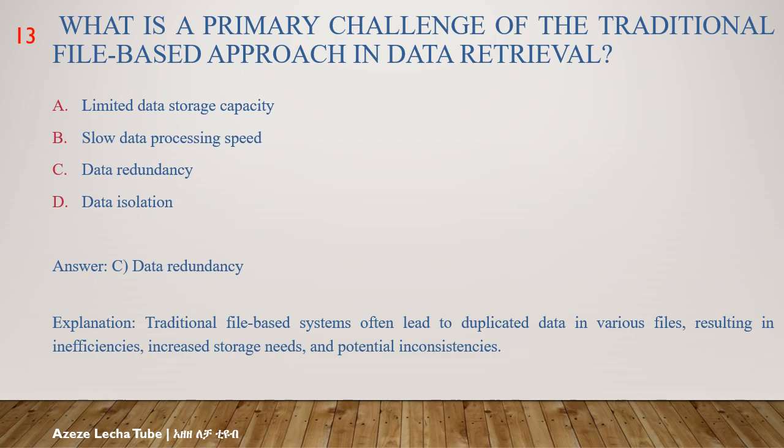A. Limited data storage capacity. While storage capacity is a concern, it's not the primary challenge of the traditional file-based approach. The real issue lies in how data is organized and duplicated. B. Slow data processing speed. Speed can be an issue, but it's not the primary challenge. The main hurdle is the inefficient retrieval caused by scattered data and redundancy. D. Data isolation. This is not the primary challenge. Isolation can be an advantage in certain scenarios, but isn't a significant issue with traditional file-based approaches.